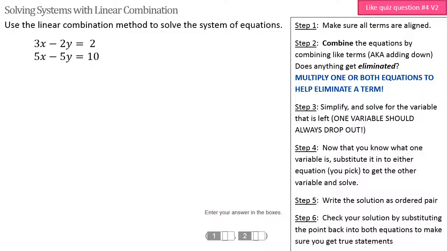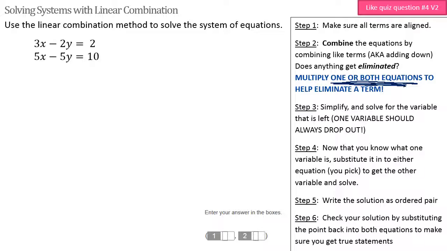Let's now look at version 2 of quiz question number 4. We're still using linear combination. We want to make sure all terms are aligned, which they are. If we try to add straight down, we'll notice that nothing gets eliminated. So we need to multiply one or both equations to help eliminate a term. For this question, we're going to have to multiply both equations.